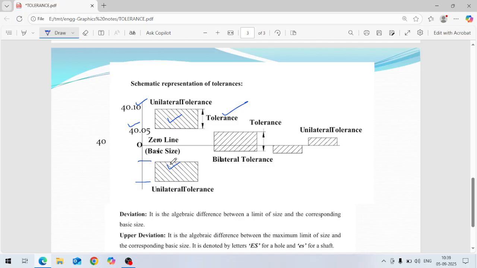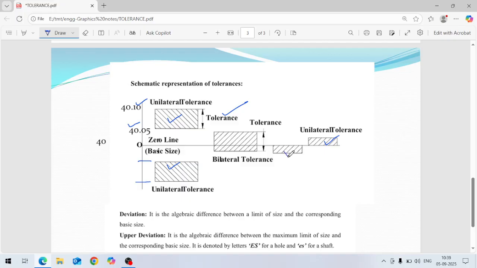Okay. So similarly, here also if you see, this is also a case of unilateral tolerance. Why? Because one size is at the zero line. This is basically called the tolerance zone. So one size is 40 only, the other is 40.05. So both are considered on the positive side, 0 and plus 0.05. So this is a case of unilateral tolerance.